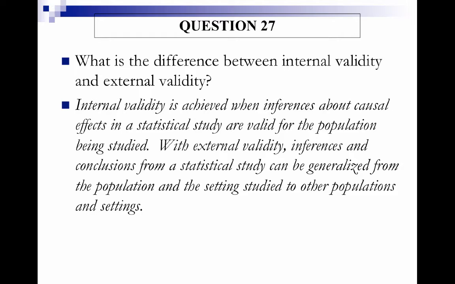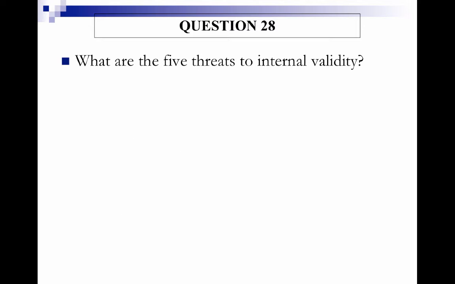With external validity, we're more concerned about out-of-sample properties in terms of conclusions being generalized to an external population, not necessarily the population being studied. And so external validity is important for forecasting and predicting, but less important when it comes to causal inferences.